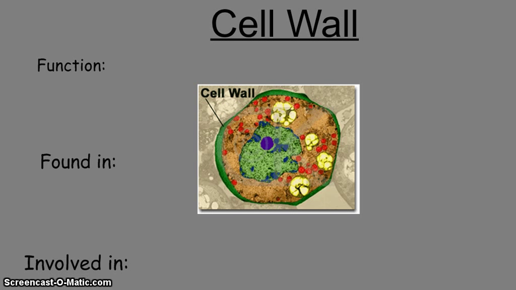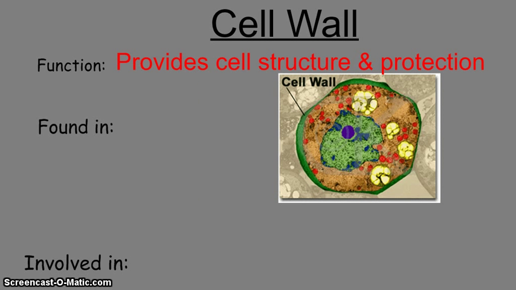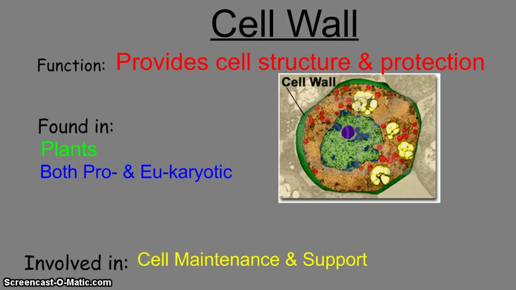The cell wall provides just some extra cell structure and a lot of protection. It's very rigid. It provides a lot of shape. It protects it against the effects of gravity. It is found in plants only, which is the eukaryotic example, and is also found in a lot of the prokaryotes as well. It is involved in cell maintenance and support.